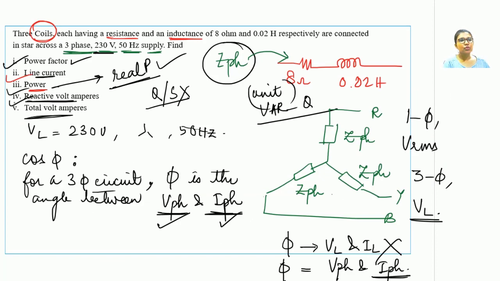So with this, we have solved the fourth bit, which is reactive volt amperes. Let us move on to the fifth bit, which says find out the total volt amperes. The unit of reactive power is volt amperes reactive. And what is the unit of apparent power? It is volt amperes. So the final bit is asking us to figure out the apparent power.